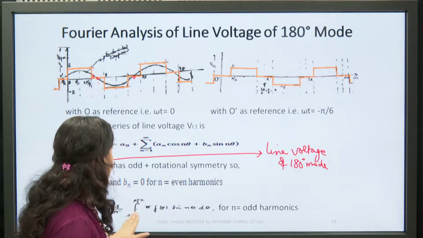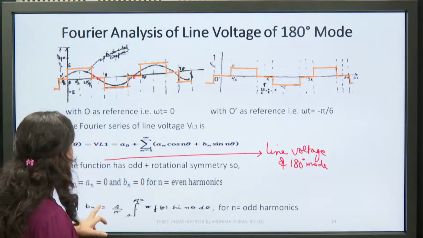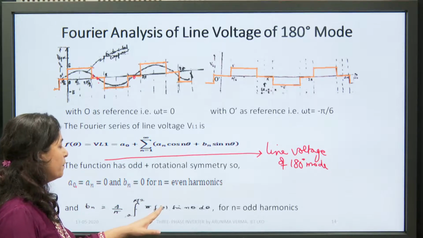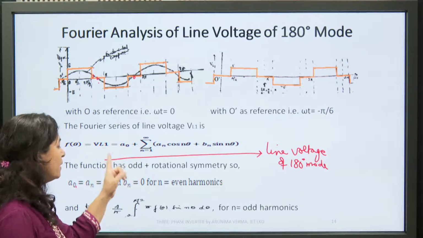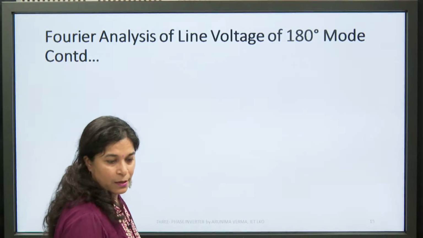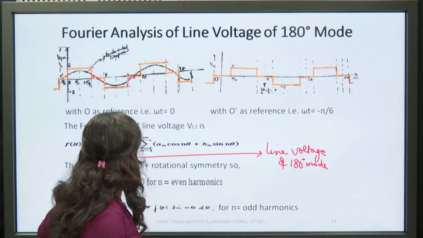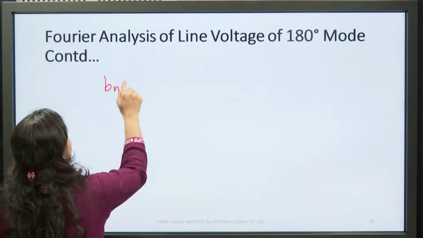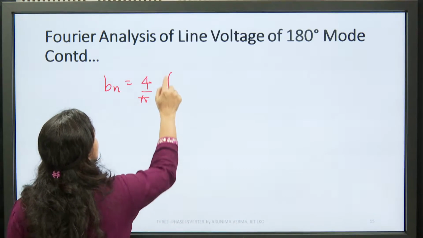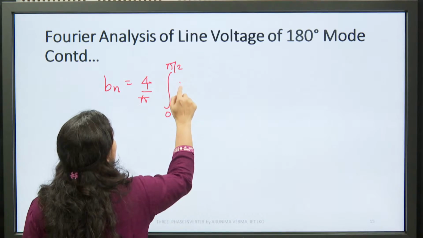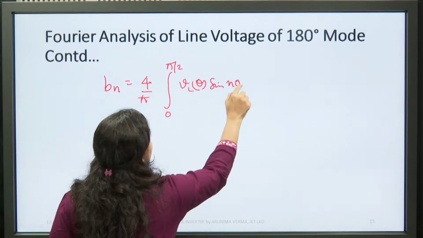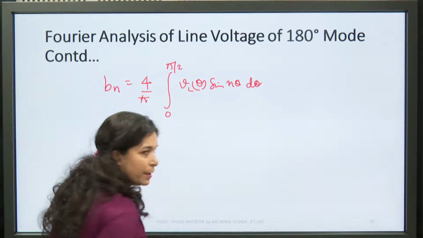Basically, when we calculate Bn, it is given by the formula 4 by pi, integral from 0 to pi by 2, f of theta. F of theta here is VL, that is line voltage, sin n theta d theta. So, Bn we have calculated as 4 by pi, integral from 0 to pi by 2 of VL of theta sin n theta d theta, right.